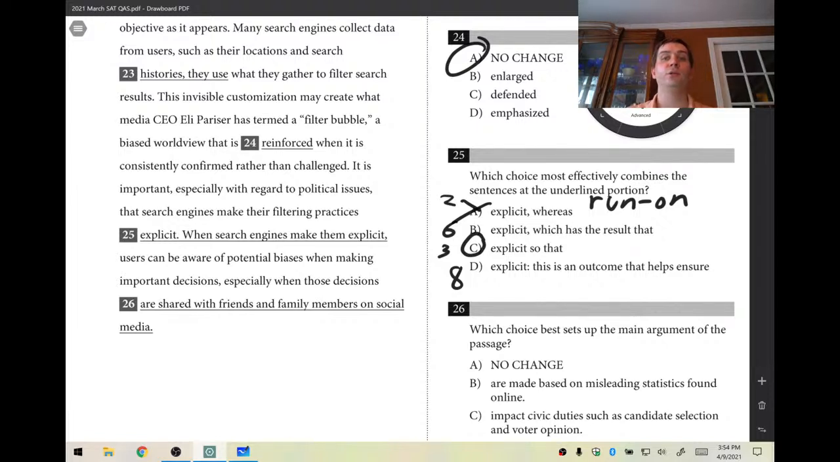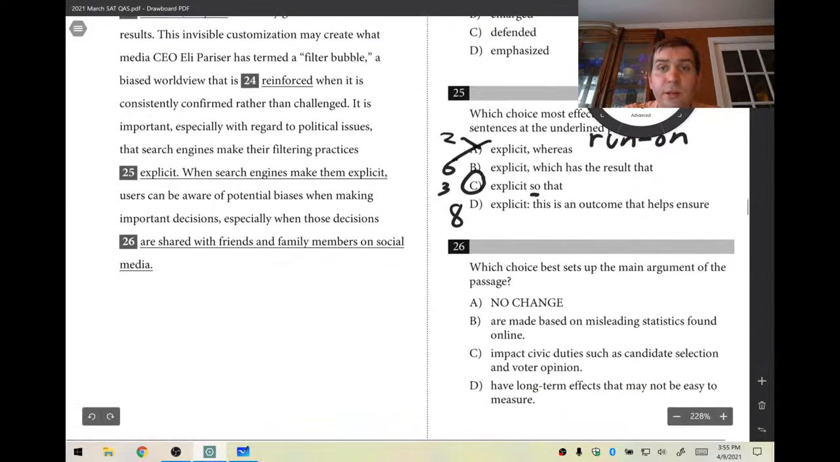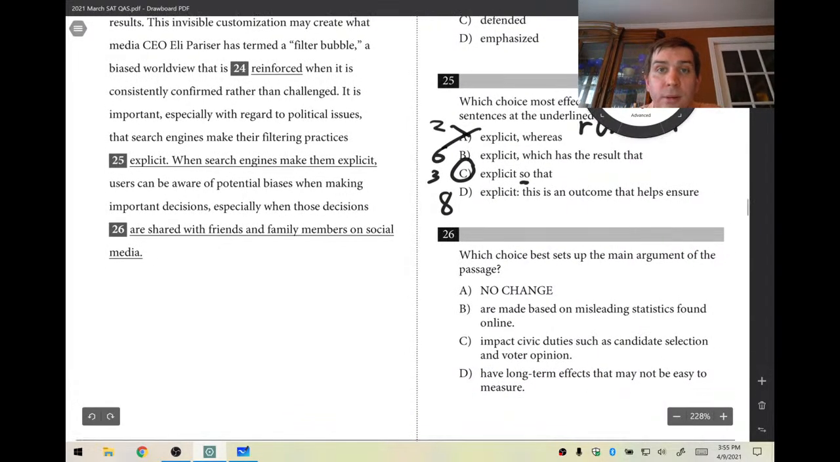So we can use a coordinating conjunction, so, to connect these sentences. That's this coordinating conjunction so right there. I'm going to try it. It is important, especially with regard to political issues, that search engines make their filtering practices explicit so that users can be aware of potential biases. All right, so that was 25 with C.